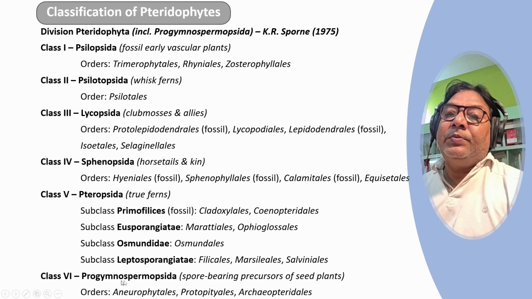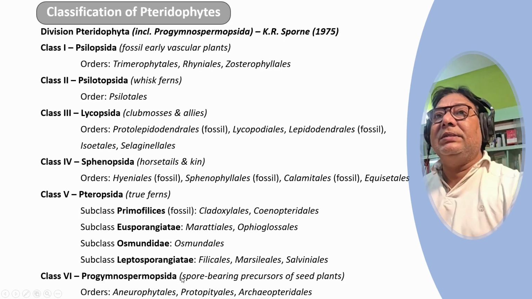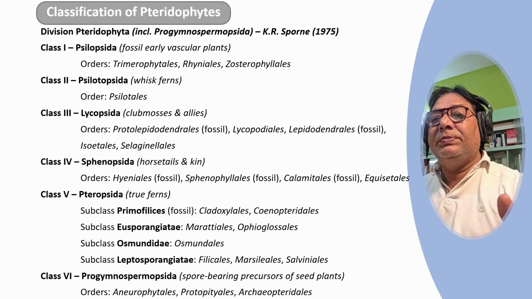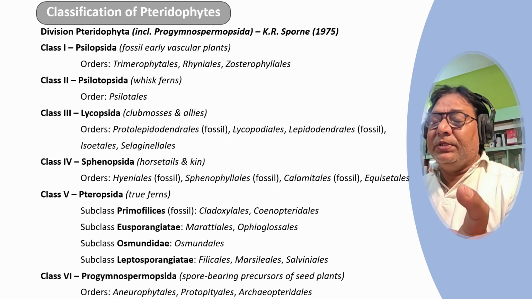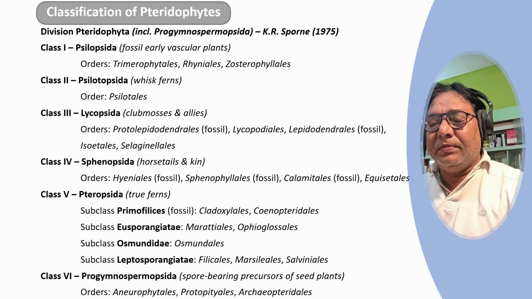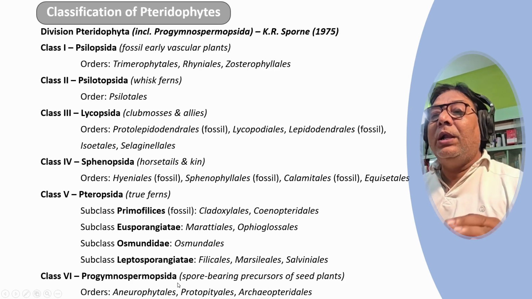And the 6th class, Progymnospermopsida. K.R. Sporne has kept this under pteridophytes as a 6th class, but most scientists treat Progymnospermopsida as a separate division, in between Pteridophyta and Gymnosperms. This particular group is the transition between the pteridophytes and the seed plants or gymnosperms. None of the Progymnospermopsida are living today; all are extinct.